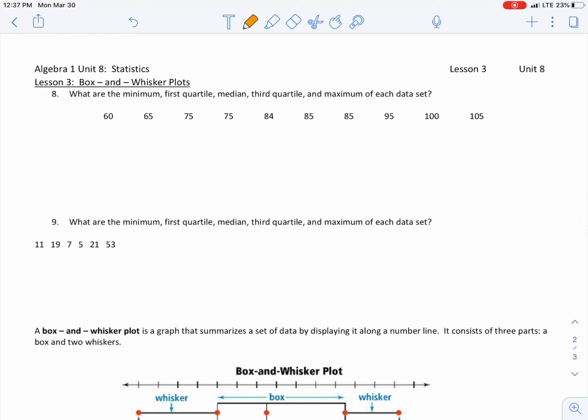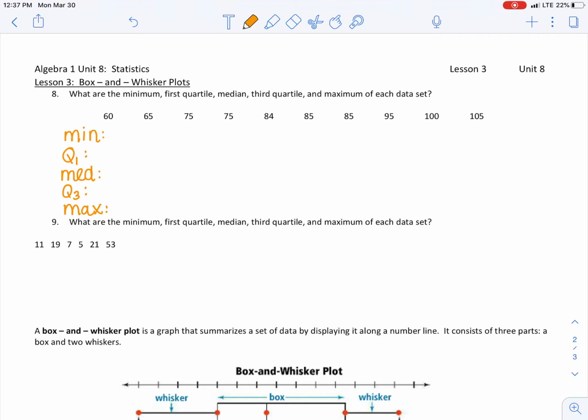Okay, so here for number 8, it already gives you the data in order from least to greatest. We need to find the minimum, which I'll abbreviate as min, quartile 1 or first quartile, Q1, the median, quartile 3, and then the maximum as well. So we have 5 things to find.